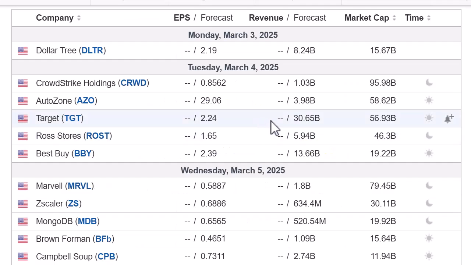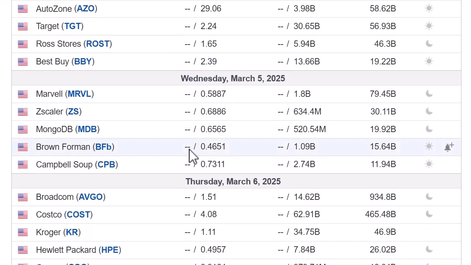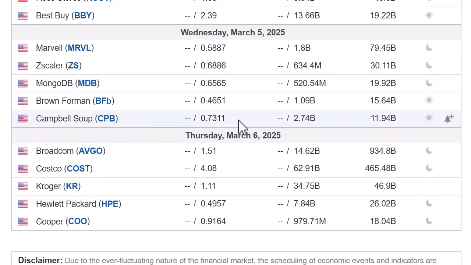Moving over to the earnings calendar, honestly, I want to stop talking about this, but there are a few out there left. You got CrowdStrike, AutoZone, Target. Want to see how Target's doing. Best Buy is in there as well. Marvell, on the tech side, that could be interesting. Brown-Forman if you're a whiskey lover.